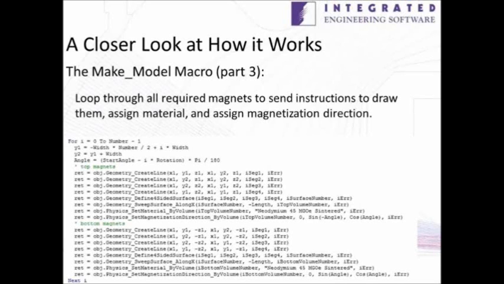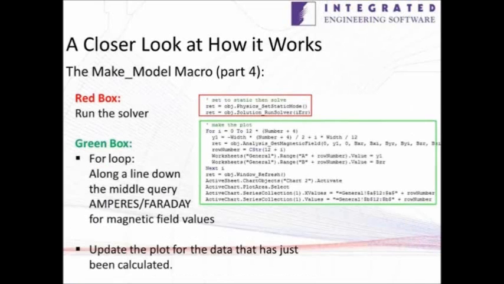We sweep the surface to create a volume, then we put material in the volume, then we assign a magnetization direction to the volume. We do that for the top and the bottom magnets, and then we carry on to the next pair in the for loop and so on until all of the geometry has been created and assigned the appropriate physics.